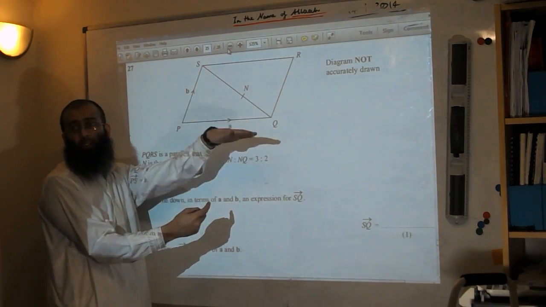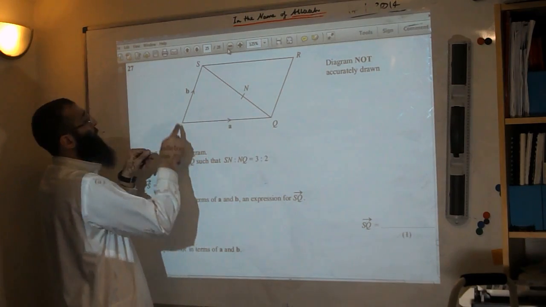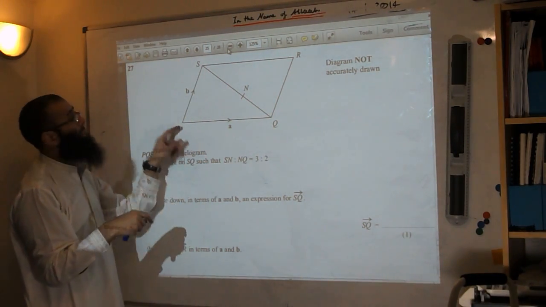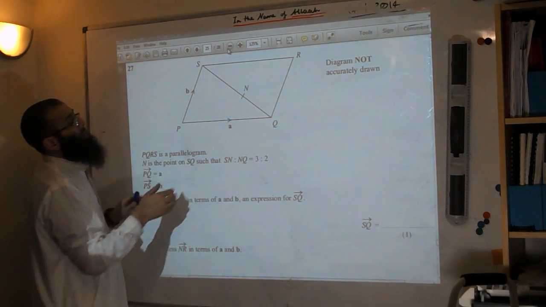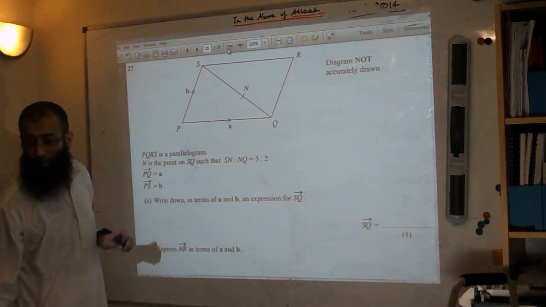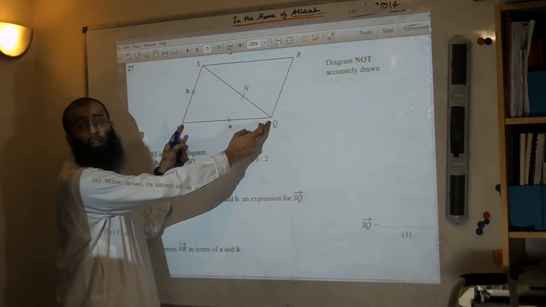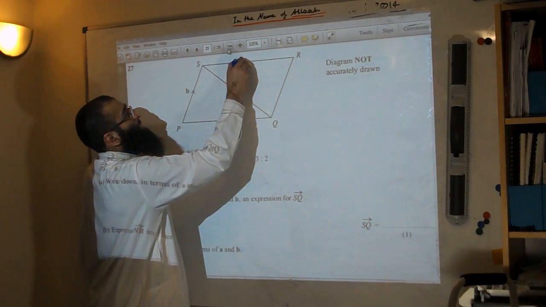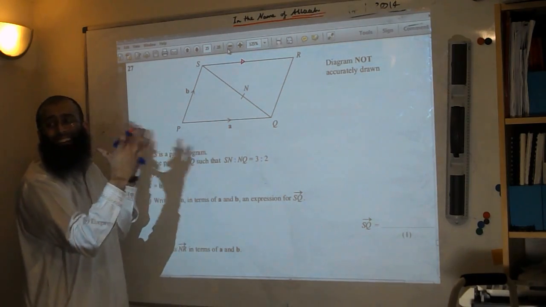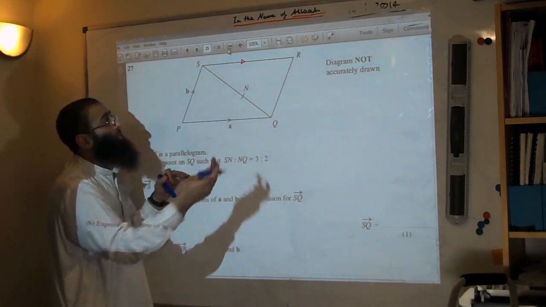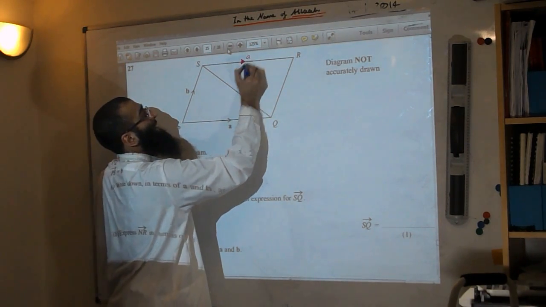It is in that direction and is this long. If you want to go from P to S, you follow this vector here called B. Now, because it's a parallelogram, what can we quickly assume? If this bottom one is A, then the top one is A, because it is parallel. It's exactly the same vector, same size, same direction, but slightly further down. So that classifies this as also being A.